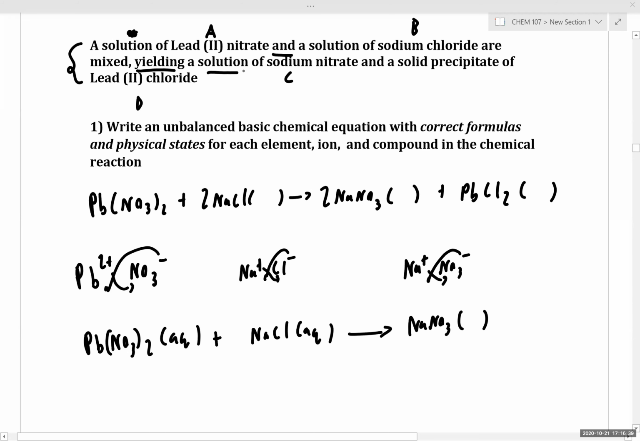One moment. There we go. So we put the aqueous state symbol.